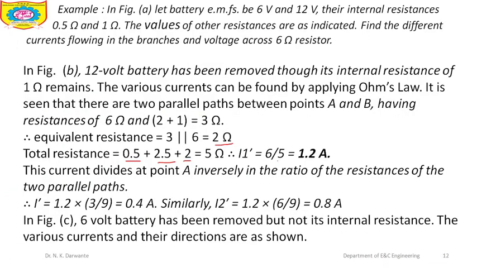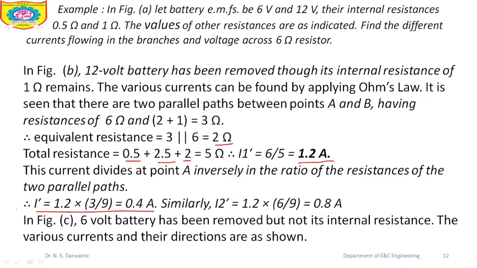Then finally we will get the total value. Therefore I1 dash is equal to 1.2 ampere. This current divides at point A inversely in the ratio of the resistance of the parallel paths. Then I1 dash is found by using the voltage divider network, which we have seen earlier.